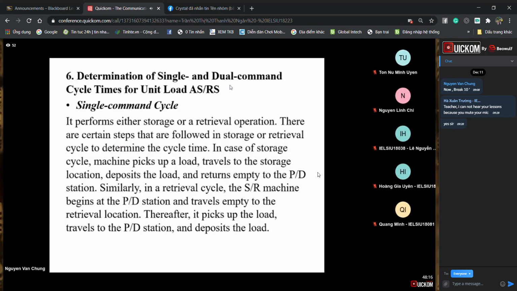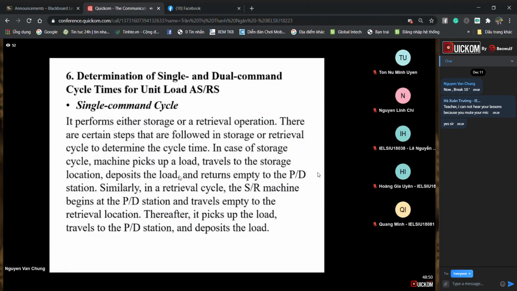So, this is a single cycle, where you use only the store or the retrieval operations, only one. In the case of the store cycle, the machine picks up a load, travels to the store location, deposits the load, and returns empty to the P/D station, the pickup and deposit station.